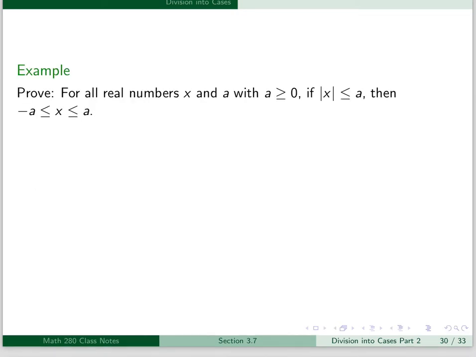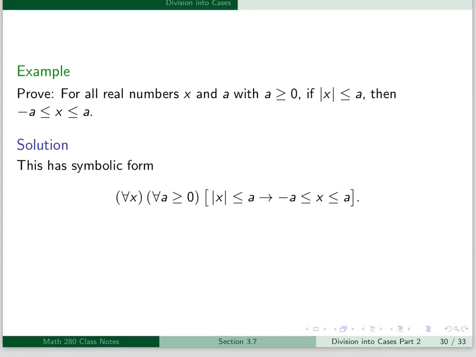For another example, let's prove for all real numbers x and a with a greater than or equal to 0, if the absolute value of x is less than or equal to a, then minus a is less than or equal to x is less than or equal to a. This is a result that I'm sure you're familiar with from pre-calculus, where you can rewrite an absolute value inequality as the double inequality shown.